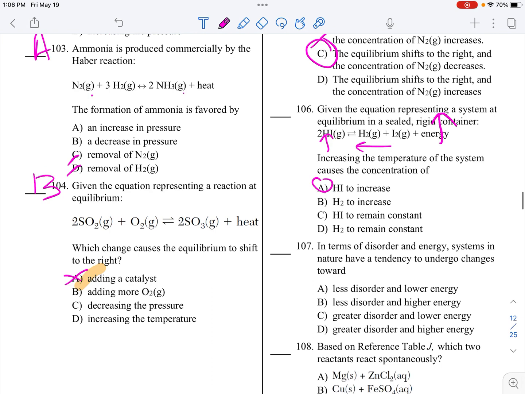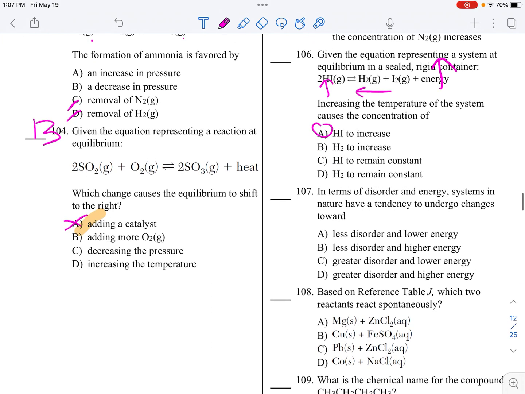106 is A. 107, in terms of disorder and energy, systems in nature have a tendency to undergo changes in... Okay, so if you go on vacation over the summer and leave your lawn, what's it going to look like? Well, it's going to be more disordered.